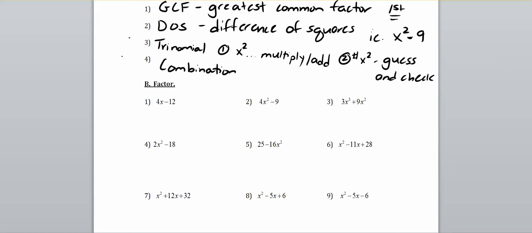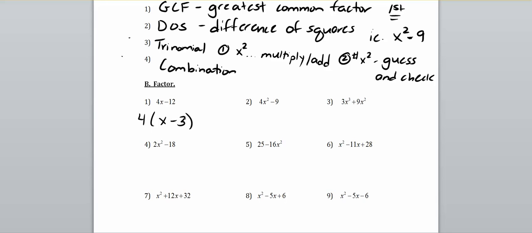The first thing we always want to do is look for a greatest common factor. And if you look at number 1, they both share a factor of 4, meaning 4 can go into 4 and 12. I can't pull out an x because the second term doesn't have one. But if I pull out a 4, if I pull it out of the first term, I would do 4x divided by 4 is just x. And then negative 12 divided by 4 is negative 3.